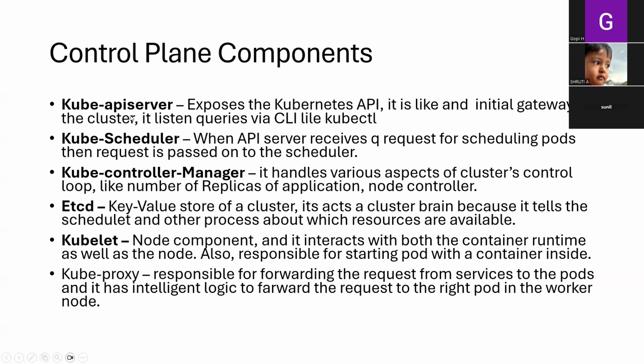If you look at the Kube API server, it exposes the Kubernetes API, and it is like an initial gateway to your cluster. It listens to whatever queries come from the user or through the CLI, and kubectl is the command-line tool, which is the standard way of communicating to each cluster. We will get to know this while doing the practical session, how this works. So just know the terminology of each component and what the purpose of each component is.